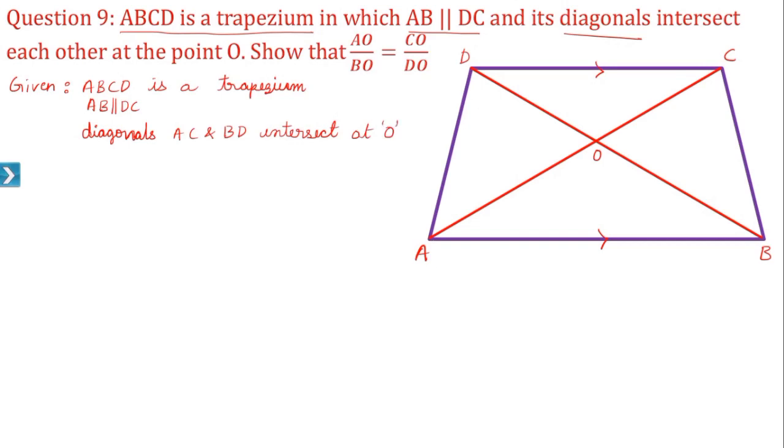Now we have to prove that AO by BO is equal to CO by DO. To prove AO by BO is equal to CO by DO, we have to do a construction.